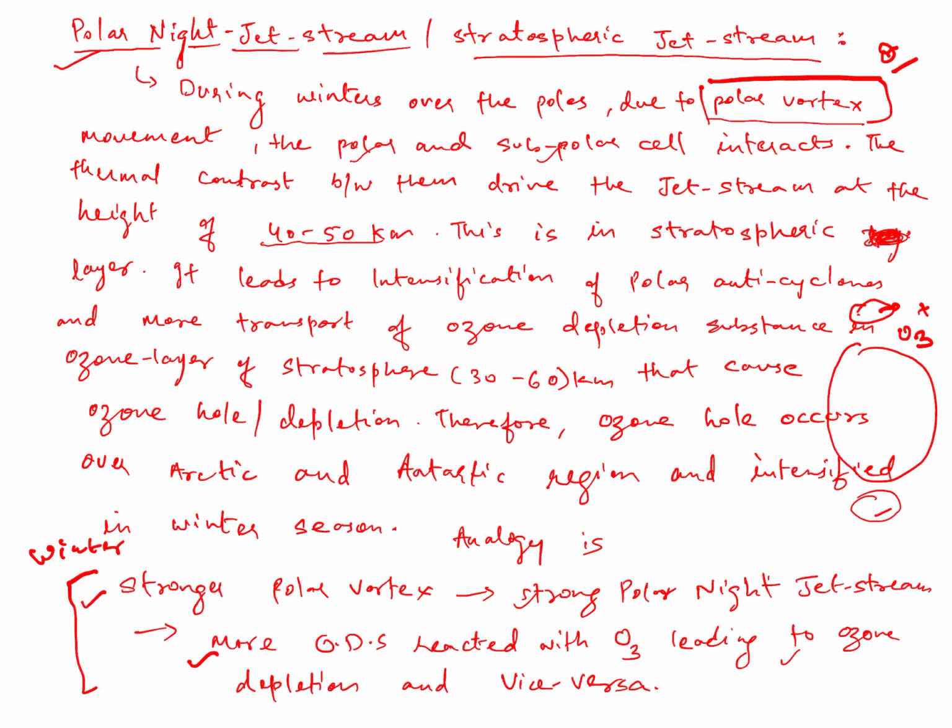Now, one question has been in the news nowadays: the polar vortex of the Arctic and Antarctic is decreasing. What is the major reason for it? Is it the success of the Montreal Protocol only, or are other factors also there? The answer is that weakening of the polar vortex is weakening the polar night jet stream, and weakening of the polar night jet stream means less transport of ODS in the stratosphere.